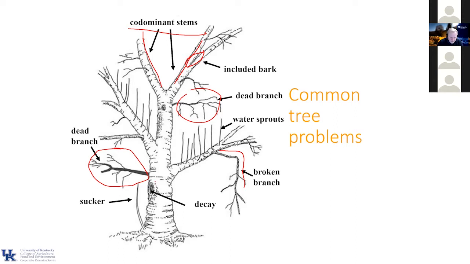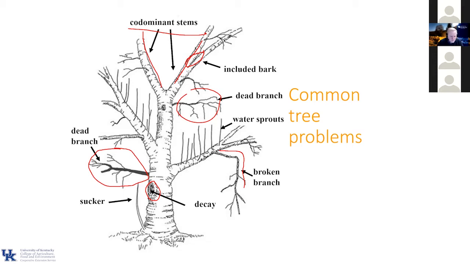And something else I look for is decay in the tree. Here is an example of decay, probably from a limb that was removed after it had gotten very large, and you didn't get complete callusing around that pruning cut. And that's pretty common. The bigger the limb, the harder it will be for the tree to callus up that pruning cut.